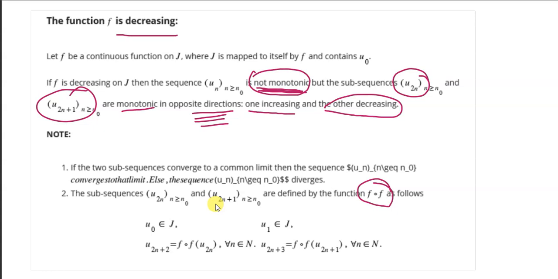So here, if you study the variation of f round f, we will see that f round f is always increasing, and this means that the two subsequences are monotonic. You can find the monotonicity of the two subsequences using the method that we talked about in the case where the function is increasing, or we can use the comparison f of x minus x.